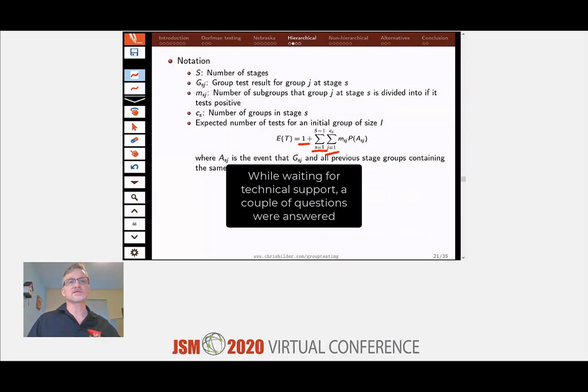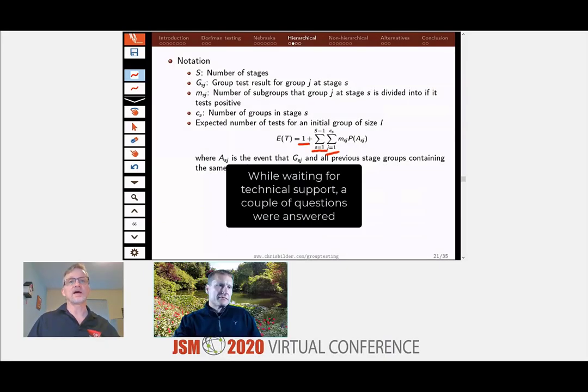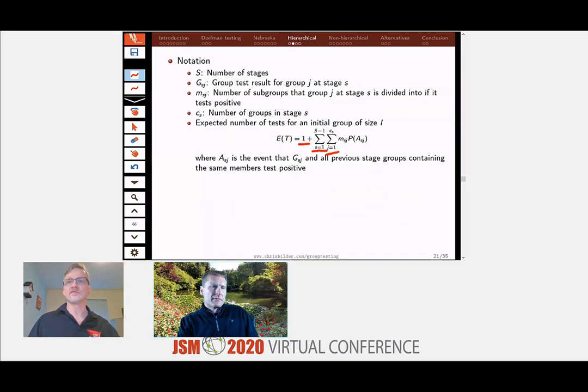Macula asks, in non-hierarchical, non-adaptive group testing, I think the optimal pool size is approximately 1 over infection rate when optimizing the probability that an individual is in the negative pool. What is holding labs back from deploying non-hierarchical, non-adaptive group testing?